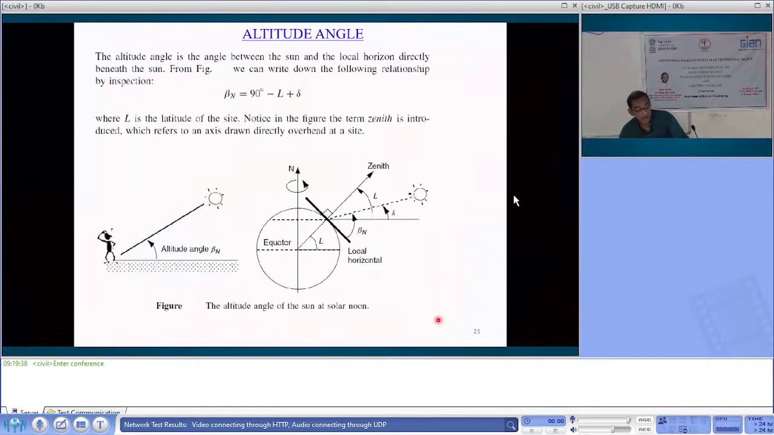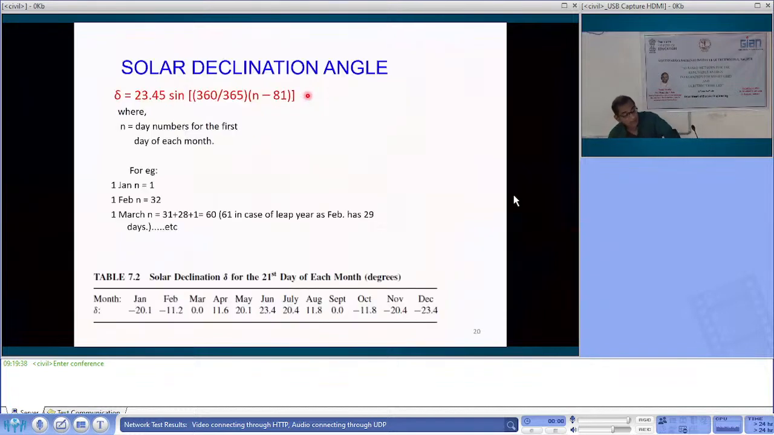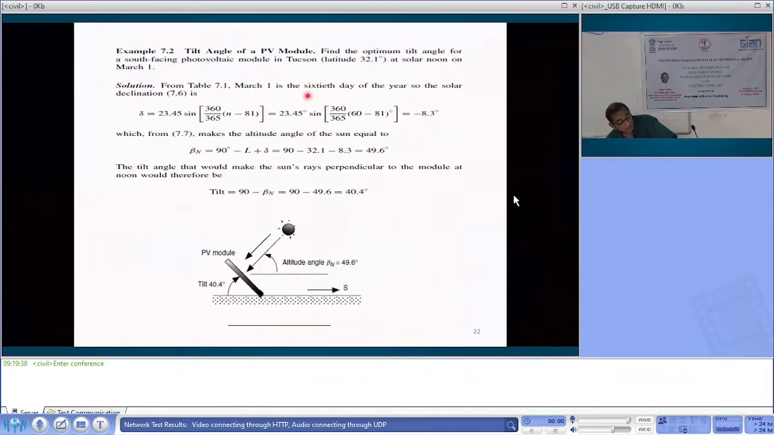Then altitude angle: man is standing on the earth, the altitude angle beta is measured from the local horizontal, and the sun is at zenith at 12 noon, and the sun position is shown here. We have calculated the declination angle earlier, L is the latitude, and beta n they call the altitude angle, which is 90 minus latitude. So you should know the latitude at the site, like Nagpur 21 degrees, and delta you calculate depending on the previous formula, that depending on n you decide the delta. Then the solved example is there, one can go through this.